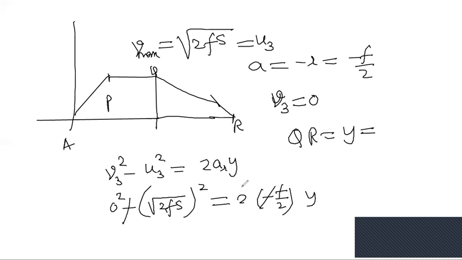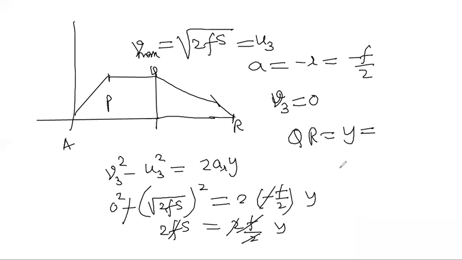So what is y from this? Can you solve this? Root and square will go away. So 2fs is equal to 2 f by 2 into y. F gets cancelled. This 2 and this 2 are anyway getting cancelled. So what are we left with? 2s is equal to y. So y is equal to 2s. I got y.